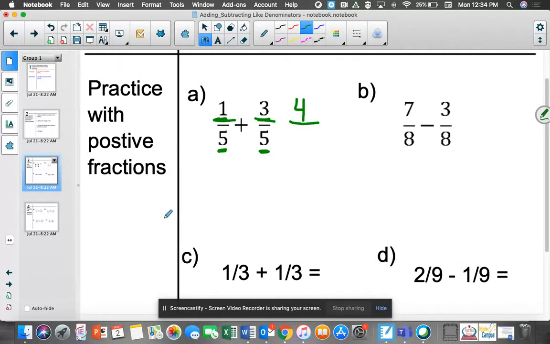In the third step, it says keep the denominator, or the bottom number, the same. So we see 5 is the same. Essentially, we're just moving that over. So we get 4/5, and that is our answer. Next, you will do letter B. Make sure you're aware of the fact you're adding or subtracting.